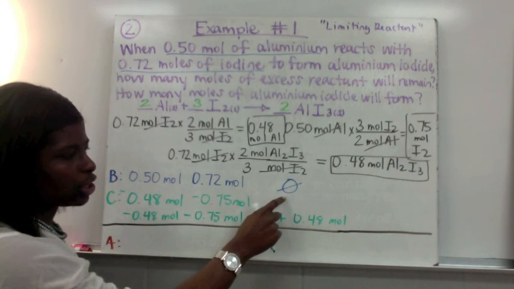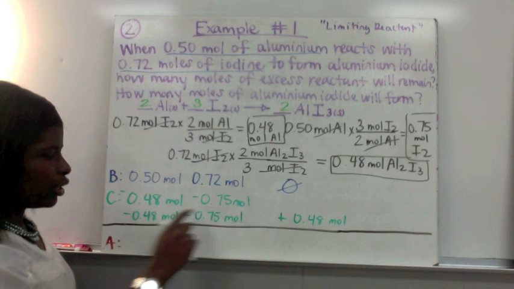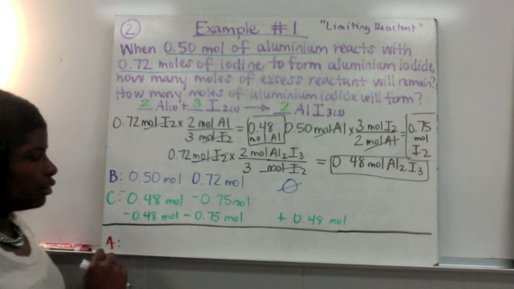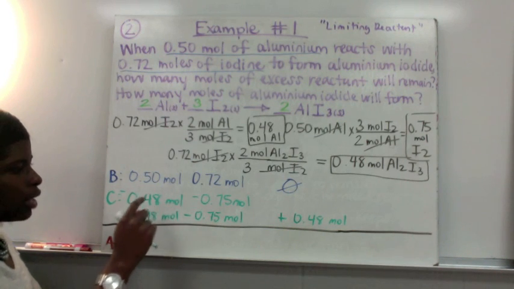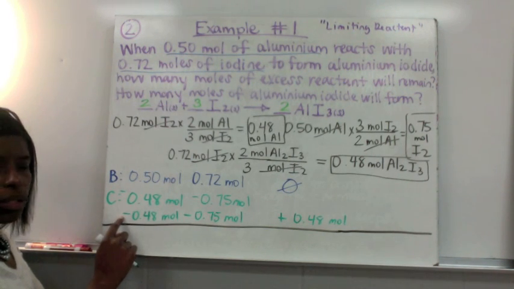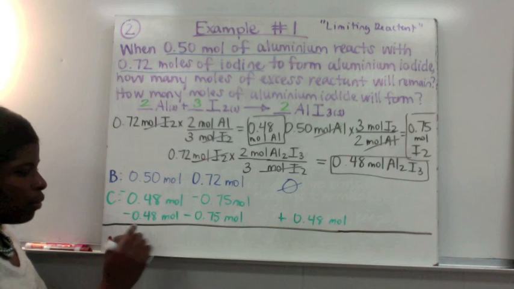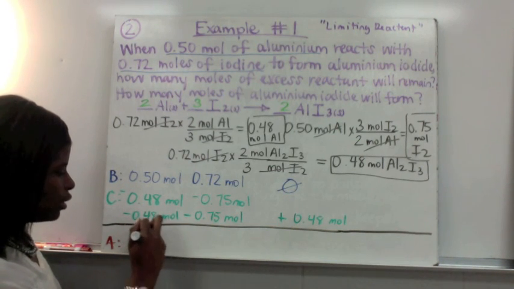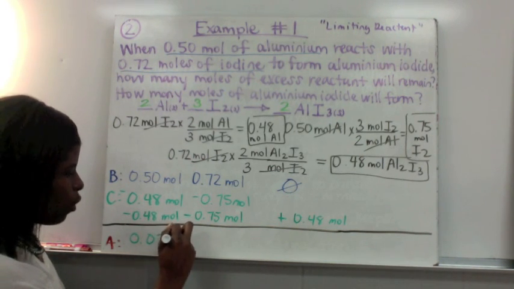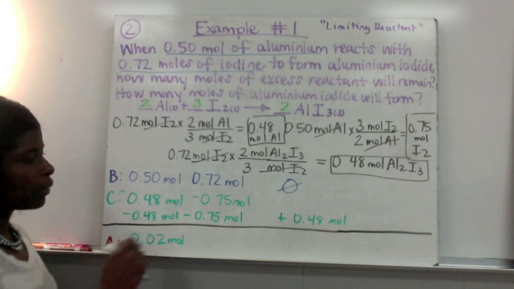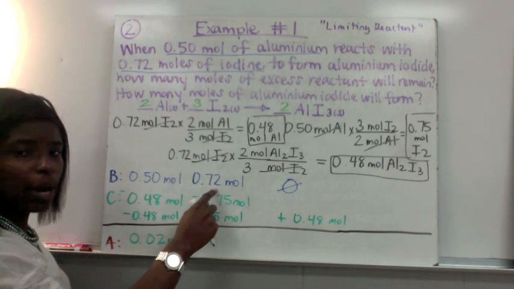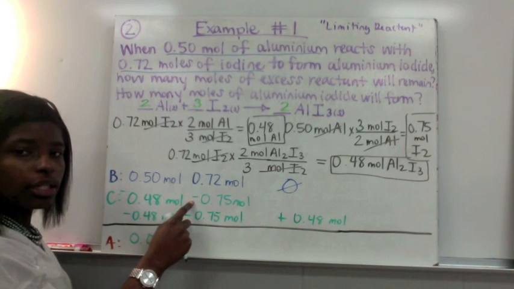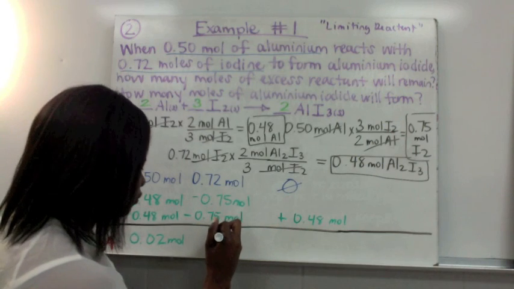And then now we can actually use this information to determine which one is our limited reactant. So if you look here, the problem gives us 0.50 moles, and we're going to need 0.48 moles for the reaction to occur. So that's going to leave us with 0.02 moles of your aluminum. Then for your iodine, you have 0.72 moles from the problem, and it's saying that you're going to need 0.75 moles of the iodine for your reaction.